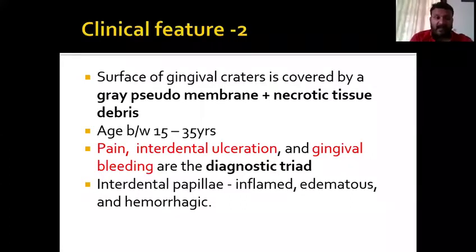These three are the diagnostic triad for acute necrotizing ulcerative gingivitis. Okay. Now coming to the interdental papillae. As in gingivitis, there will be inflammation. There will be edema, it will be edematous, and hemorrhage. Once you touch the papilla, there will be profuse bleeding from the papilla.